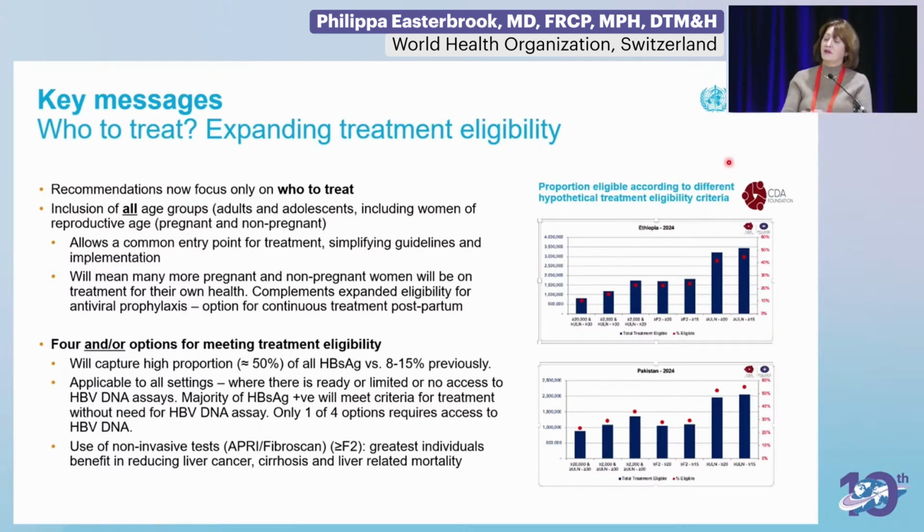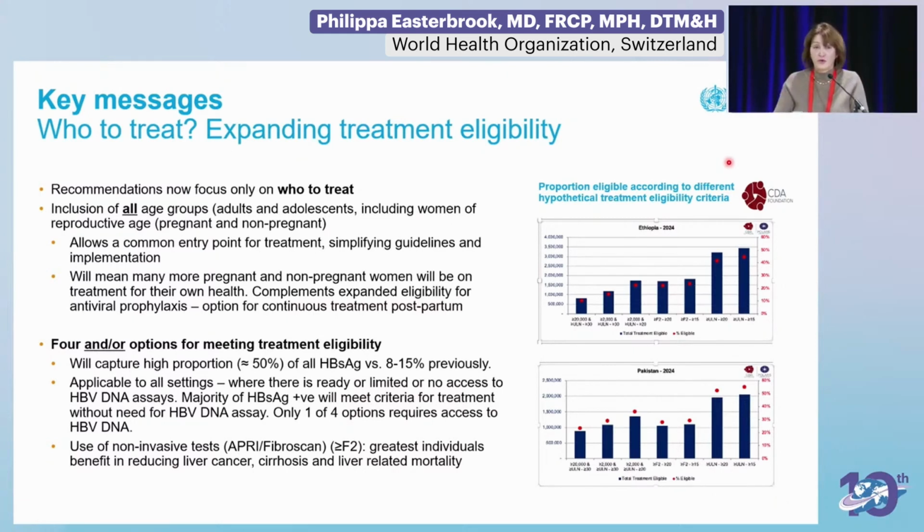So the big focus going forward is really on who to treat rather than on who not to treat, and the inclusion of all age groups, that's the adults and adolescents, which means women of reproductive age, be they pregnant or non-pregnant, so young women, adolescents as well. And that's really allowing a common entry point for treatment. And hopefully it will mean, particularly in those settings where that's very relevant, that many more pregnant and non-pregnant women will be on treatment for their own health and not just starting prophylaxis and the stop-start that would happen with multiple pregnancies.